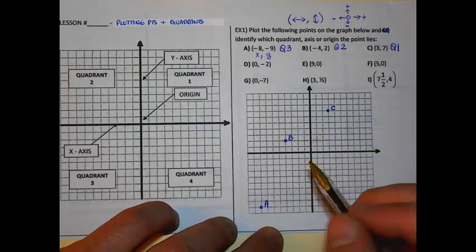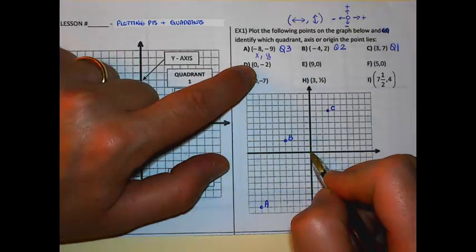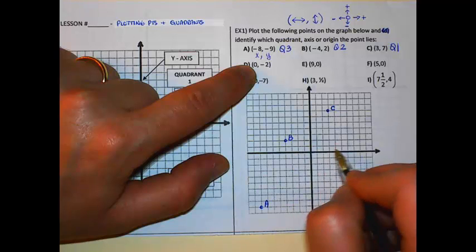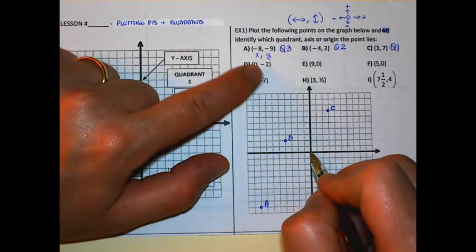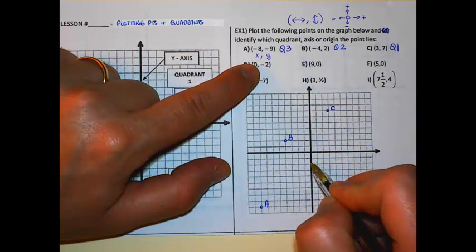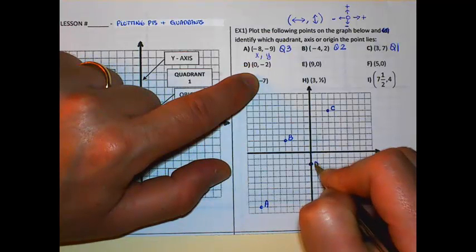Then we'll go on to the next problem, which is 0, -2. So the first coordinate tells us to stay there. That's what the 0 means. Don't go to the left, don't go to the right, but stay there. The second coordinate tells us to go up or down. Since it's -2, I'm going to go down 2, and that's where my point is. So that will be my point, letter D.